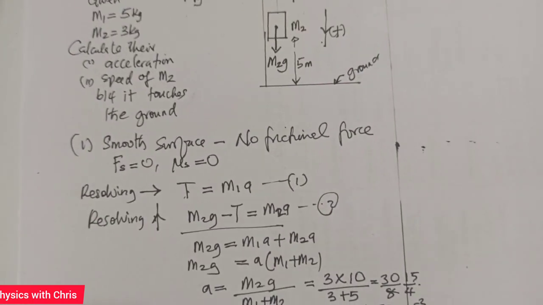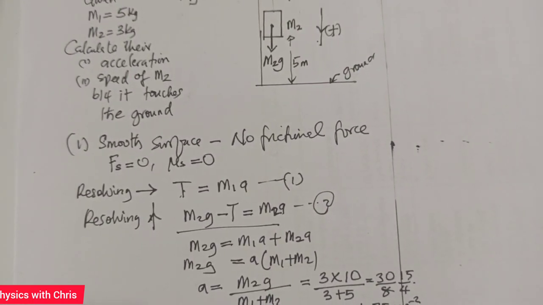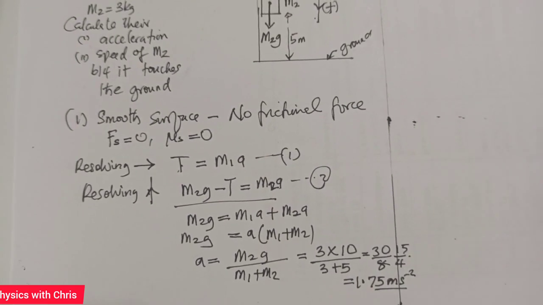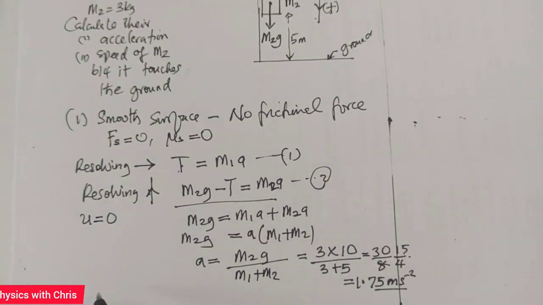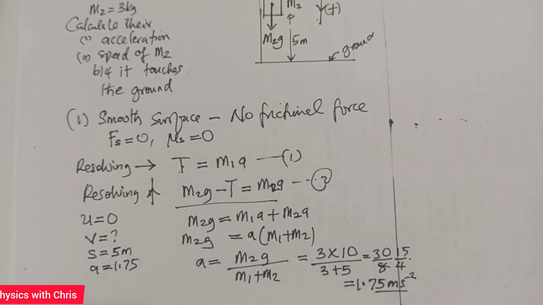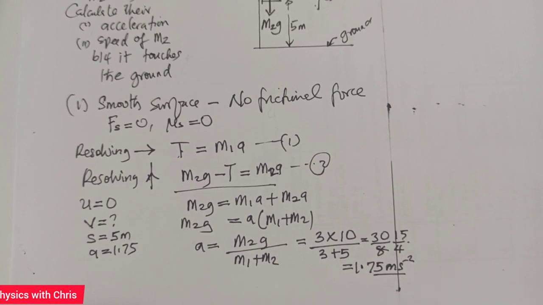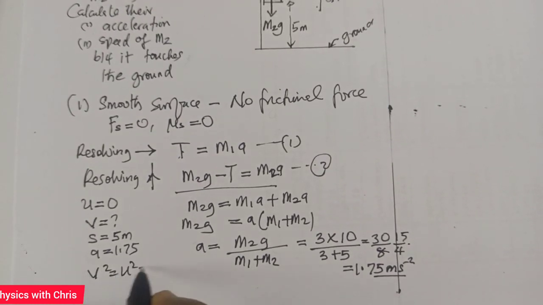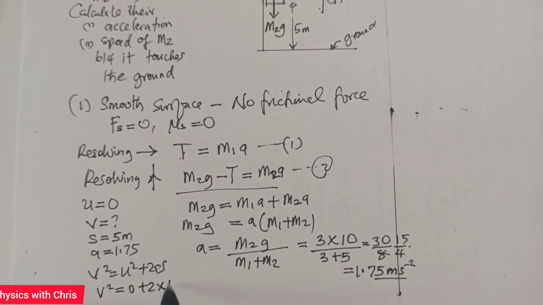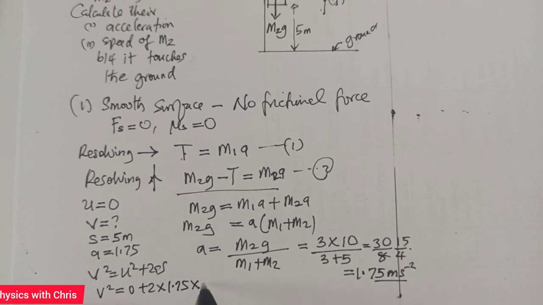The next question asks you to find the speed of the block M2 just before it hits the ground. We can use one of the equations of motion. The block starts falling from rest, so the initial velocity of M2 is 0. You have to find the speed, which is unknown. The distance is 5 meters above the ground, and the acceleration is 1.75. So using the equation of motion, v squared equals u squared plus 2as, I have v squared equals 0 plus 2 times acceleration 1.75 times the distance 5.